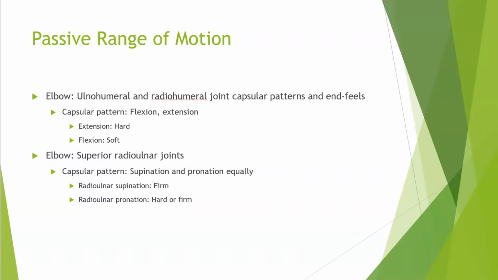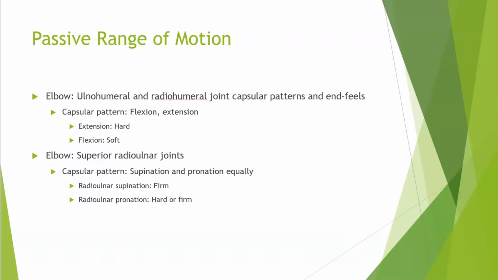It's hard. When we flex, it's going to be a soft end feel. And remember I said usually it's about 0 degrees extension to about 135, 145 flexion. It's going to be a soft end feel because your biceps and your forearm hit each other. So it's restricted due to soft tissue. Now those with maybe big guns and big biceps might have less flexion than others, and that's just because of the girth of their bicep. Okay.